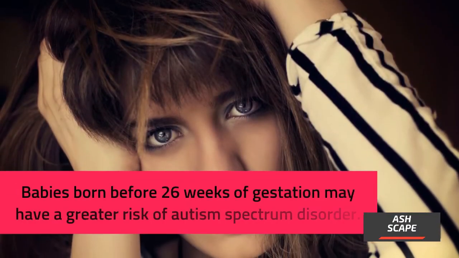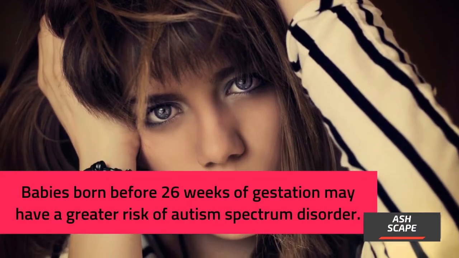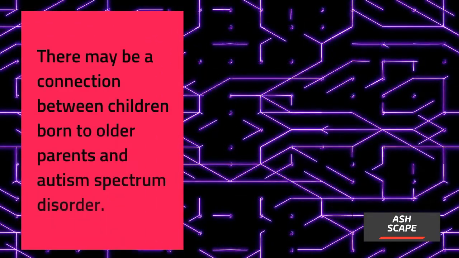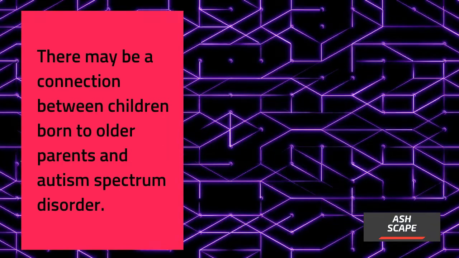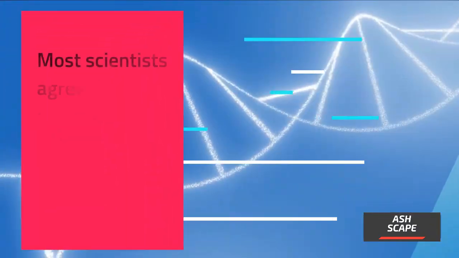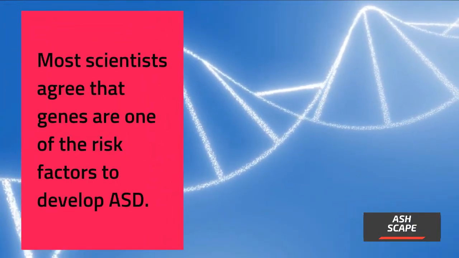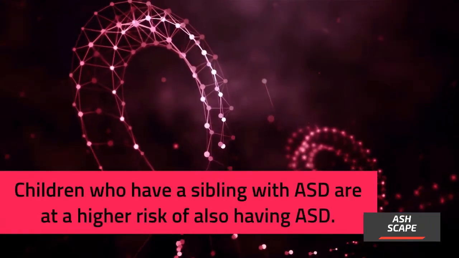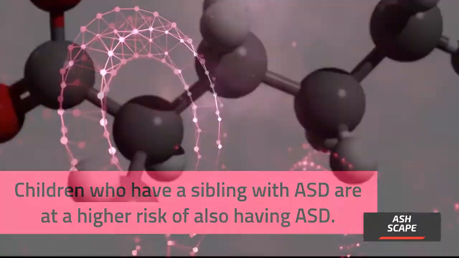Babies born before 26 weeks of gestation may have a greater risk of autism spectrum disorder. There may be a connection between children born to older parents and autism spectrum disorder. Most scientists agree that genes are one of the risk factors to develop ASD. Children who have a sibling with ASD are at a higher risk of also having ASD.